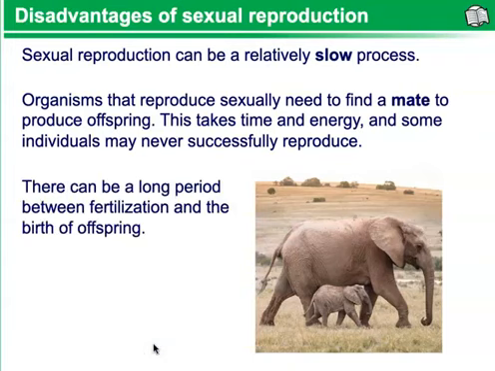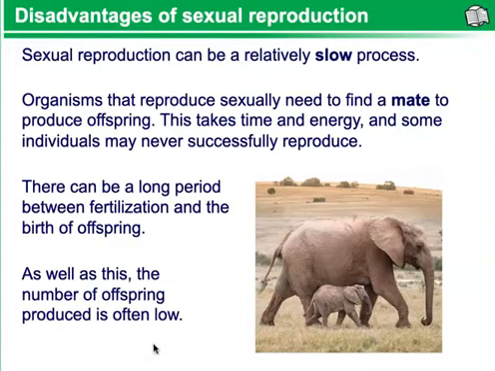There can be a long period between fertilization and the birth of the offspring. For example, female elephants are pregnant for 21 months before giving birth, and typically they only give birth to a single calf. Oftentimes, the number of offspring in sexual reproduction is exceptionally low.